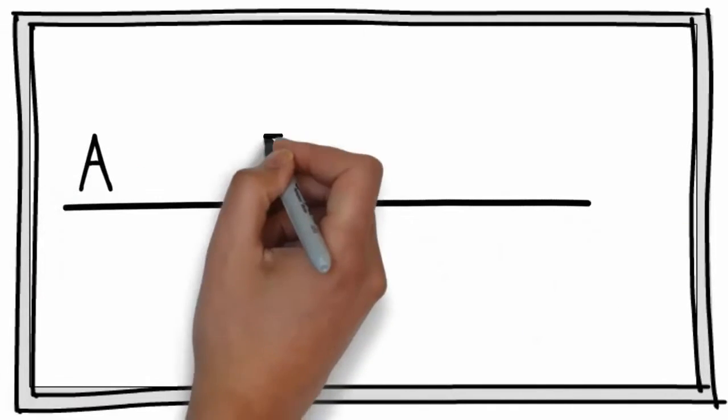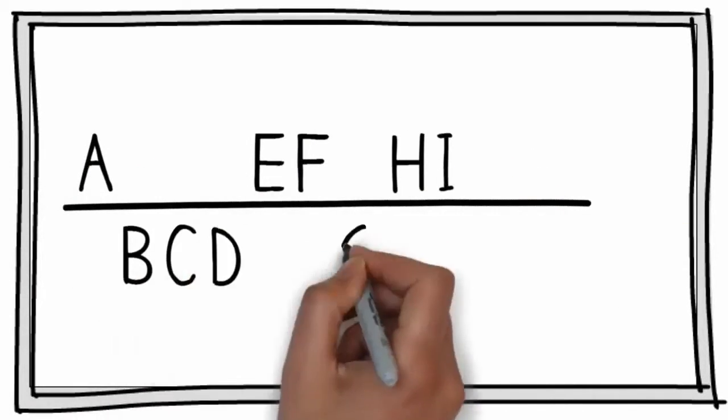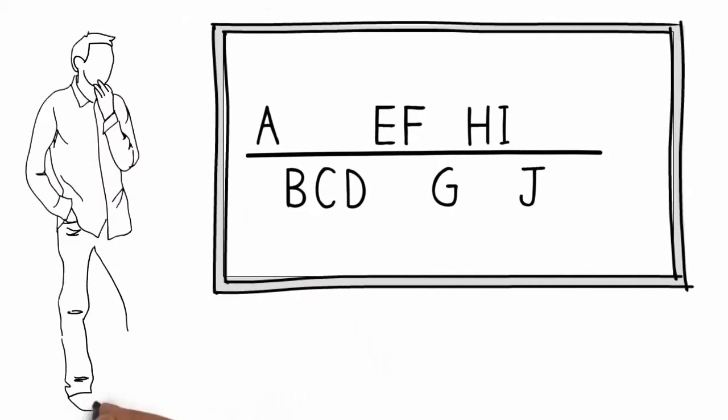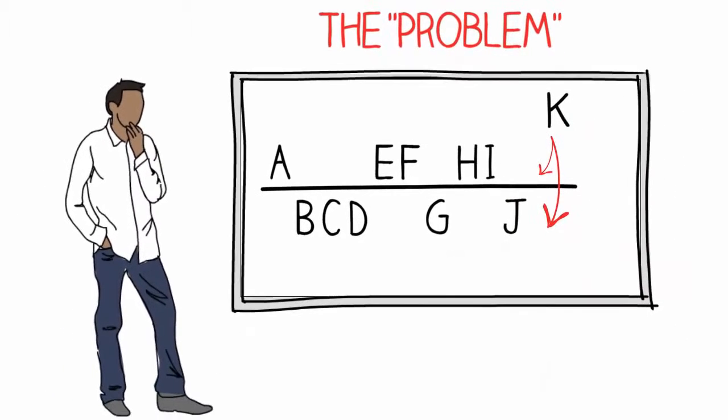See if you can solve this problem. There is a very simple reason why the capital letters A, E, F, H, I are on top of the line and B, C, D, G, and J are below the line. You now have all the information to determine the system and solve the problem. Can you figure it out?